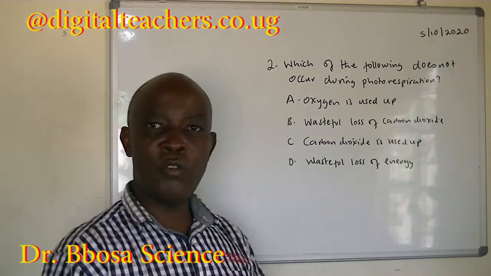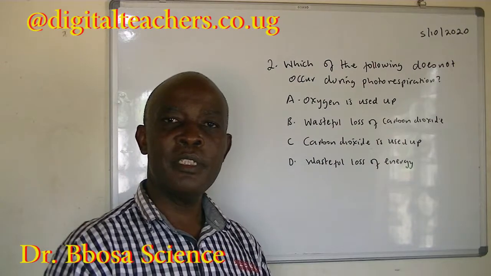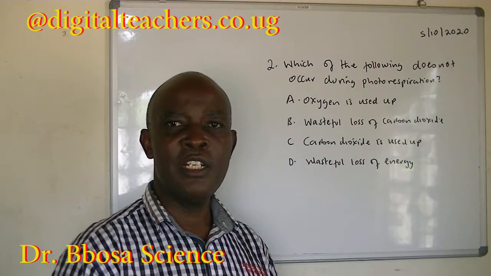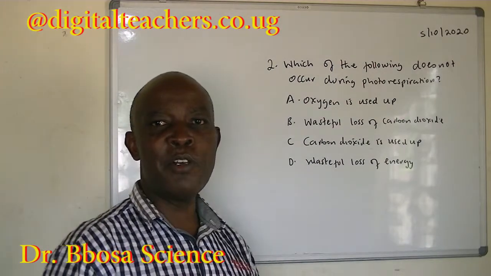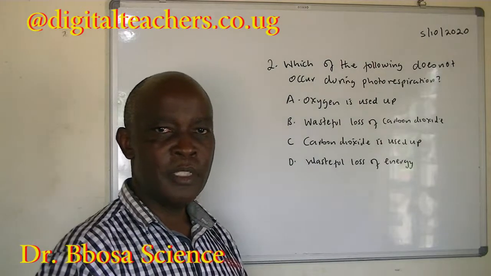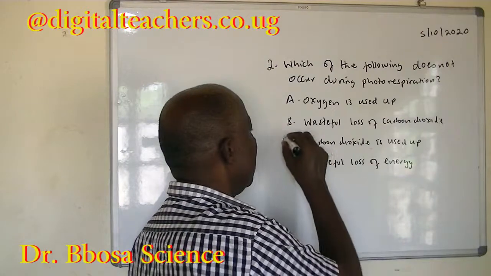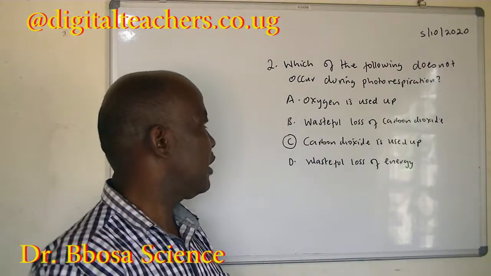During photorespiration, ribulose bisphosphate combines with oxygen instead of carbon dioxide, and carbon dioxide is lost. So carbon dioxide is not used up. Actually, in photorespiration, carbon dioxide is lost.